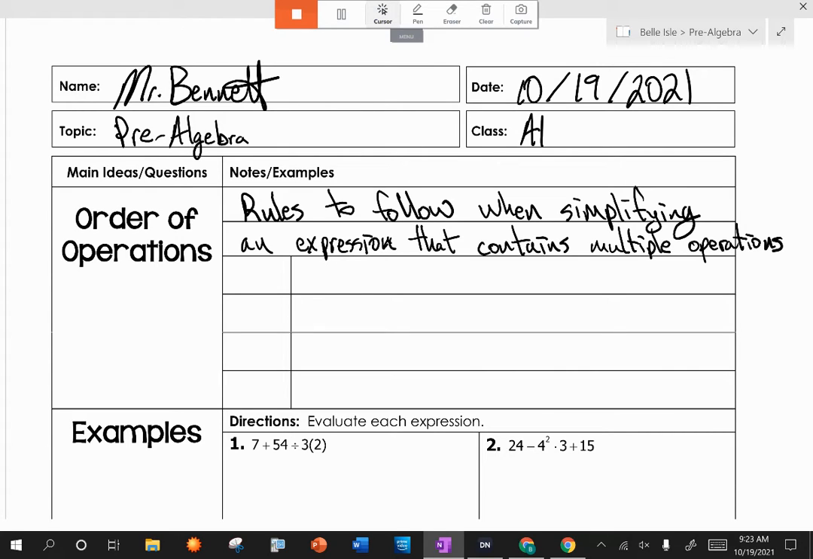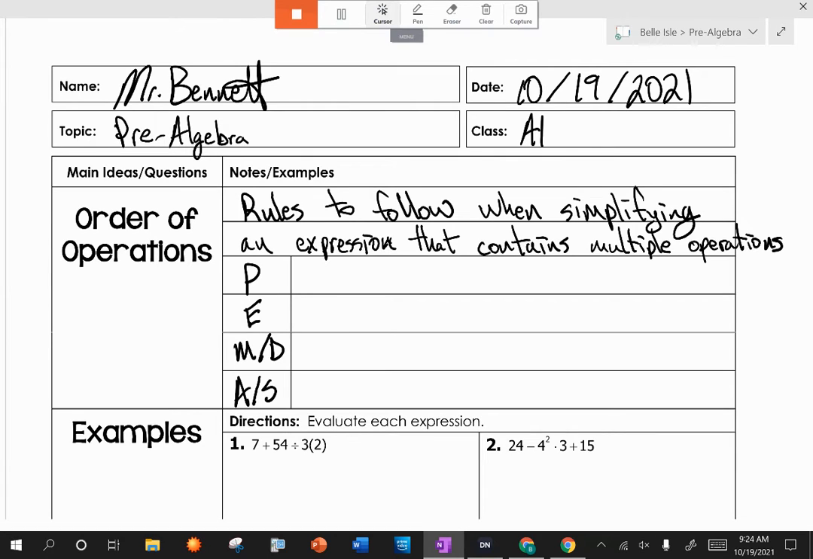Okay. So PEMDAS. Okay. What's the one with the conjunctions in English language arts? Y'all learn that one? Yeah, FANBOYS. Okay, that's another one. Here we go. P, E, you have M and D, A and S. Okay?